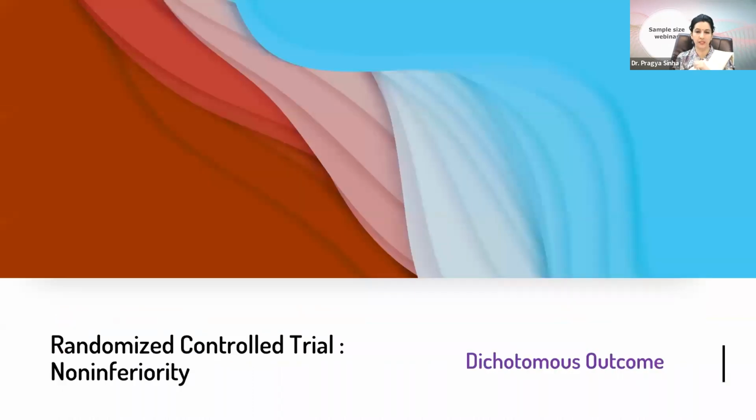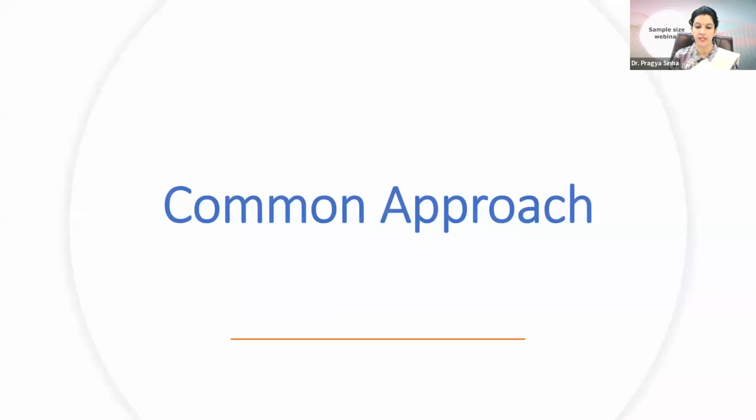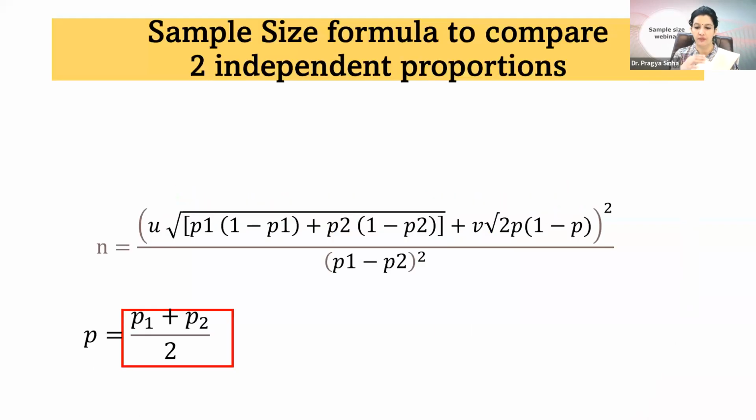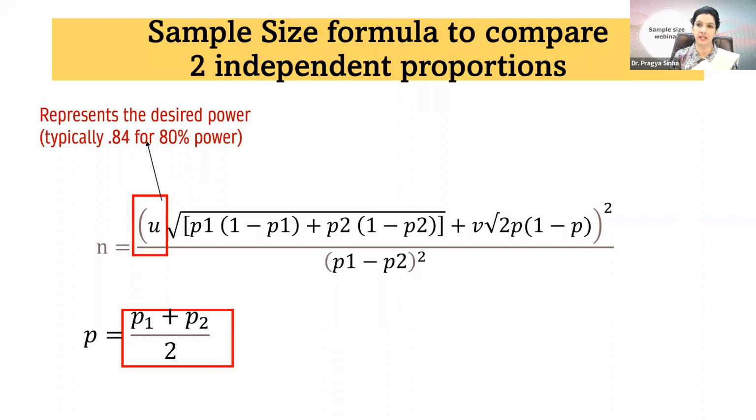So now coming to the proportion. So this we have seen for the continuous measurement. For continuous, that is the mean. Now, if there is a case where your outcome you have to measure in the form of a categorical variable, in that case, the common approach which we have seen in the cohort and case control, we used to have this formula where U is again that desired power.